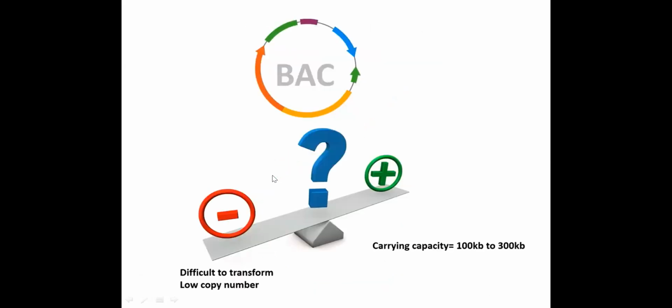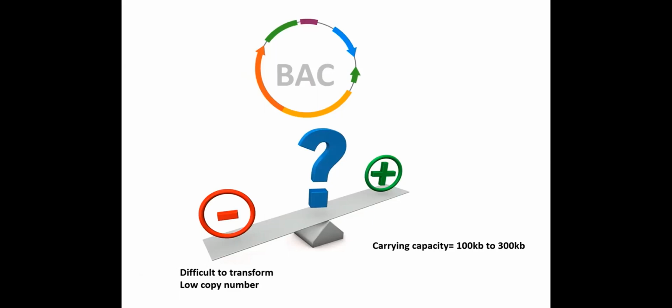Okay, so now what are the advantages and disadvantages? They have a very huge capacity. They have the capacity to carry a huge size of fragment, up to 100 to 300 kilobases. So that is one of the advantages. If you use the BAC vector, you can clone a very large DNA fragment.